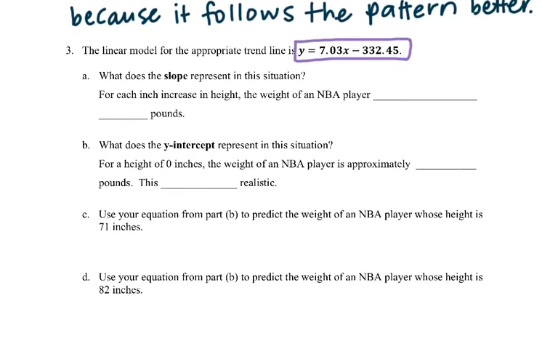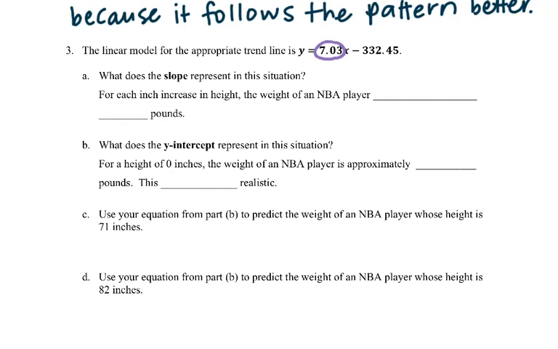Okay, so what does the slope represent in this situation? All right, well, the slope is that number in front of x, the mx plus b, so 7.03. So that's the rate of something per something. And what we're comparing here is height and weight. So I gave you a sentence starter so we can just kind of fill in the blanks today.